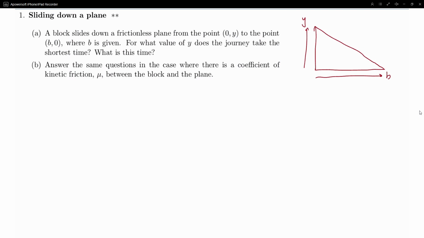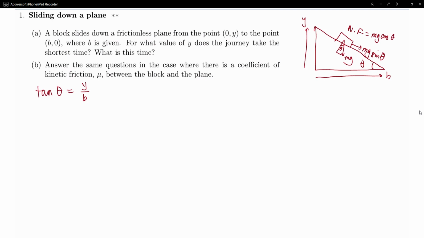So let's say this angle here is going to be theta, and we know that tangent theta is simply the opposite over adjacent, which is y over b. Right, and say we have a block here, so very standard force analysis. This is going to be its weight, mg, and we can split the weight into components. The component that causes the acceleration is mg sine theta, and your normal force is mg cosine theta.